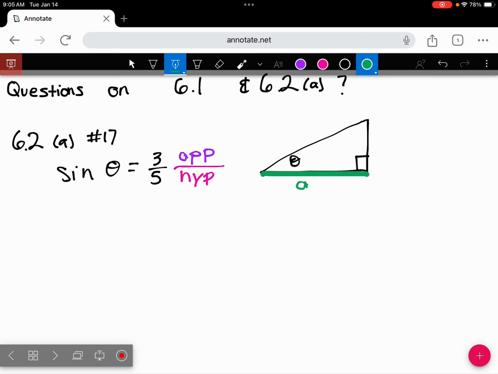So this side next to my theta, that's my adjacent side. This guy across from my angle is, of course, the opposite side because it's opposite. It's directly across from the angle.